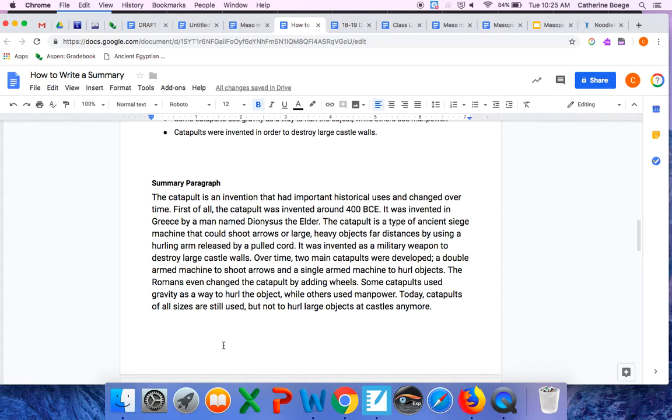It was invented as a military weapon to destroy large castle walls. Over time, two main catapults were developed, a double-armed machine to shoot arrows and a single-armed machine to hurl objects. The Romans even changed the catapult by adding wheels. Some catapults used gravity as a way to hurl the object, while others used manpower. Today, catapults of all sizes are still used, but not to hurl large objects at castles anymore.